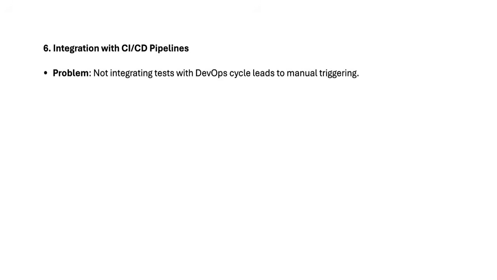So that is one problem here. In case it is not implemented, not triggering tests with the DevOps cycle, it leads to manual triggering. Okay. Which is again not a good idea for a tester to do. By itself, it should trigger the test and it should pass or fail. Impact is slower feedback to the developers, which may cause missed bugs.